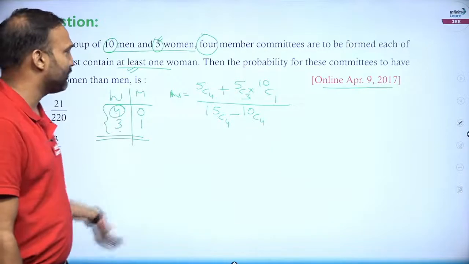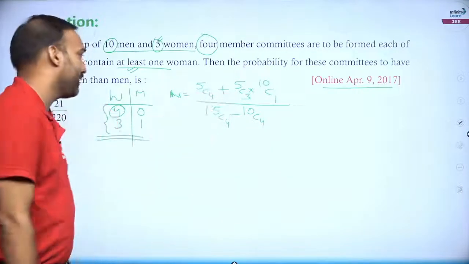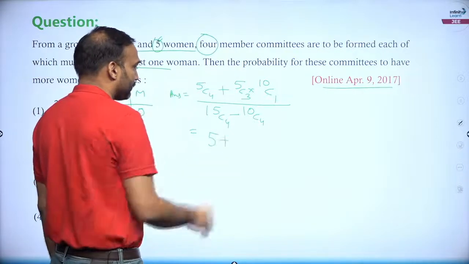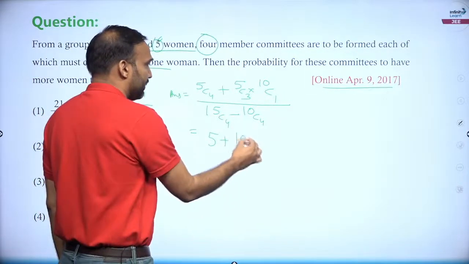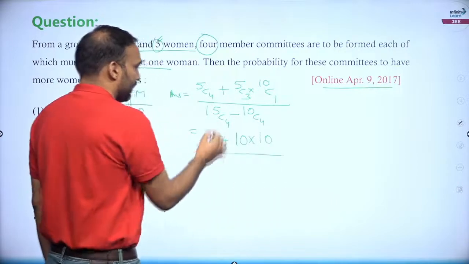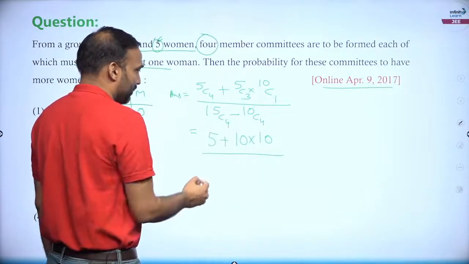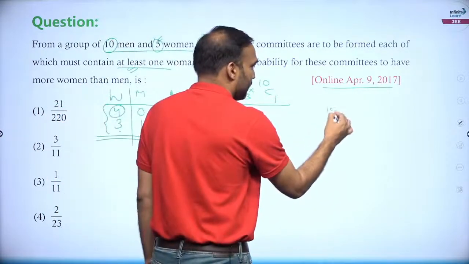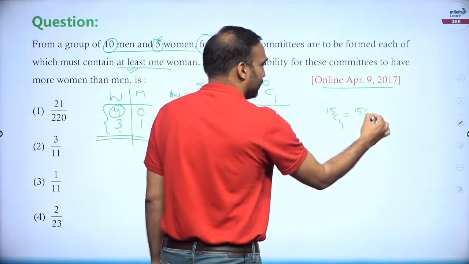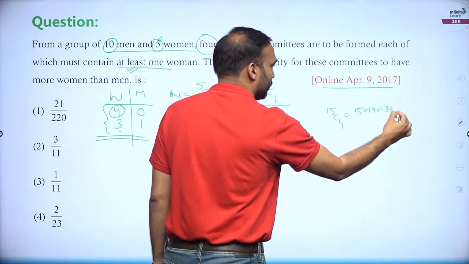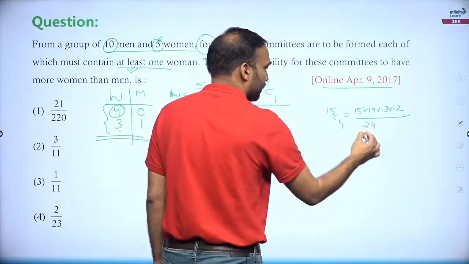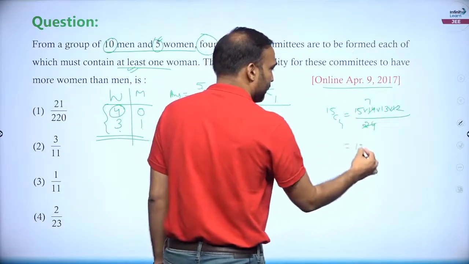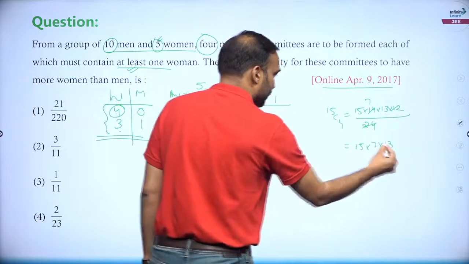Among the options, I have a fraction. So obviously I have to simplify over here. Let us quickly simplify this. 5C4 is 5, right? 5C3 is 10, 10C1 is 10. Now 15C4, let us calculate 15C4 separately here. 15C4 is 15 into 14 into 13 into 12 upon 24, right? So 12 2s are 24. So I've got 15 into 7 into 13.